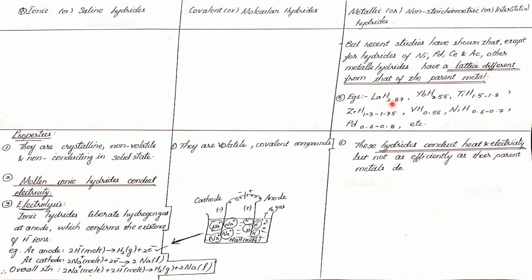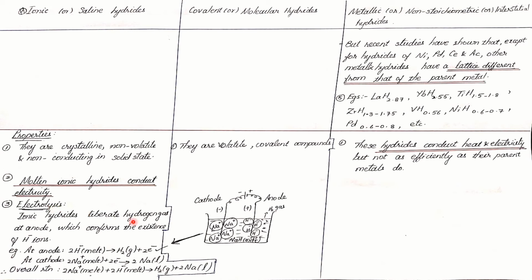Now we move on to the properties of ionic hydrides. Ionic hydrides are crystalline in nature. They are non-volatile and they do not conduct electricity in solid state. However, in molten state, ionic hydrides conduct electricity. Now, let us understand what happens during the electrolysis of molten ionic hydrides. Here I have taken the example of the electrolysis of sodium hydride in its molten form.